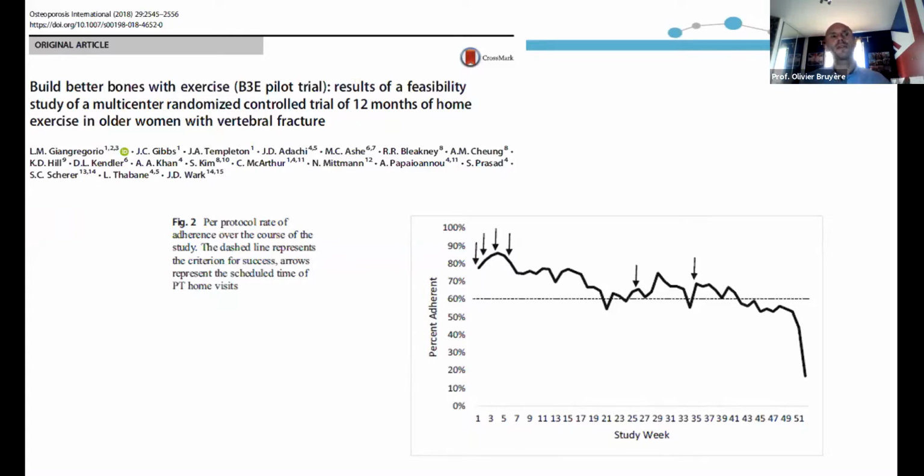And then if we look at the compliance to exercises, it's quite good for half a year. But then we need to have the physical therapist back to the home of the patient in order to motivate once again the patient and give different exercises. And we can see that we still have a good compliance to the patient, at least for 8 months after the vertebral fracture.